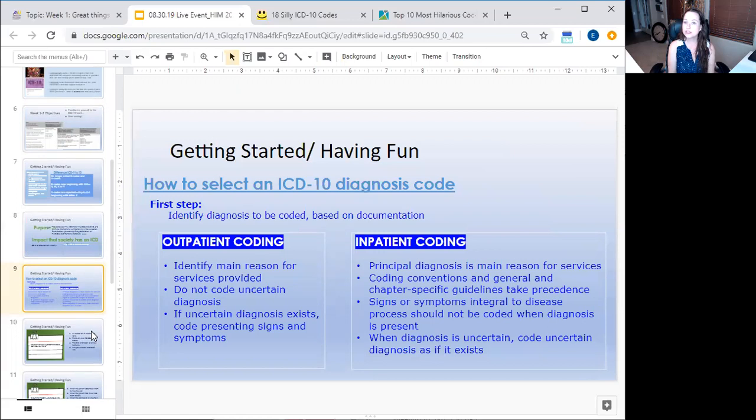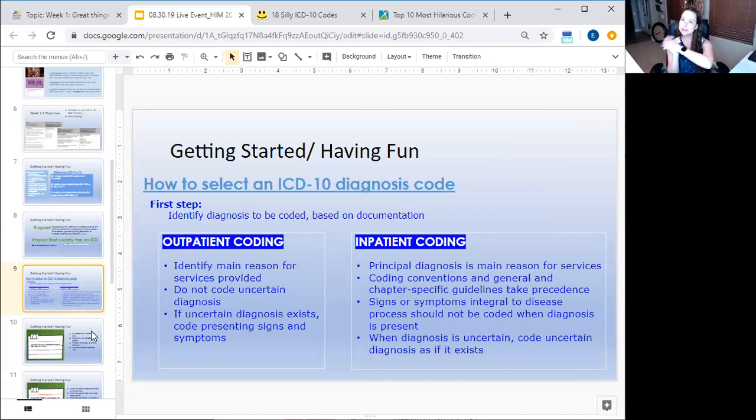You'll see that there are some differences between outpatient coding and inpatient coding. For outpatient coding, identify the main reason for services provided. So you're looking at why the patient presented. What was the main reason for their presentation? You don't code things that are uncertain. It needs to be a confirmed diagnosis. However, if it is uncertain, you can code the signs and symptoms. If you suspect it's something, you're not going to code that suspected something. You're going to code the signs and symptoms because those are confirmed.